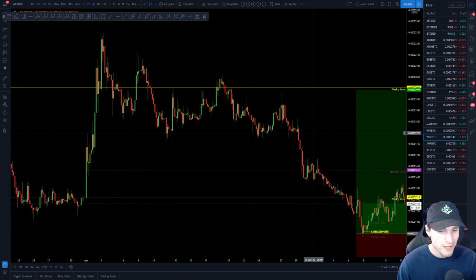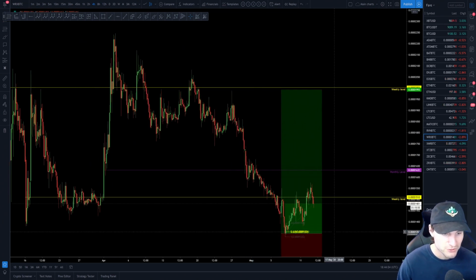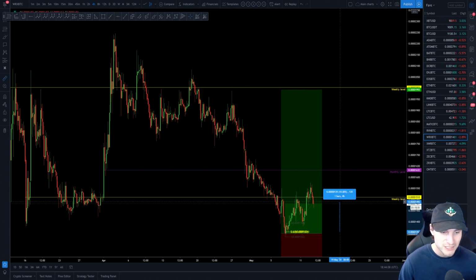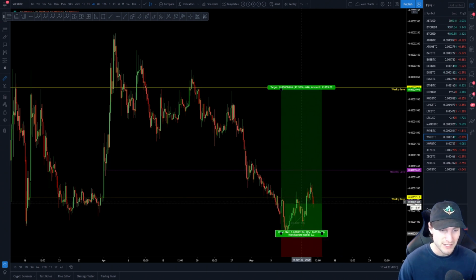And then obviously from there, we had this really lovely increase in price. And as you all know, the take profit one was the weekly. From entry to take profit one, 11%. You cannot complain about 11%. That's a crazy good gain. So obviously that hit my take profit one.